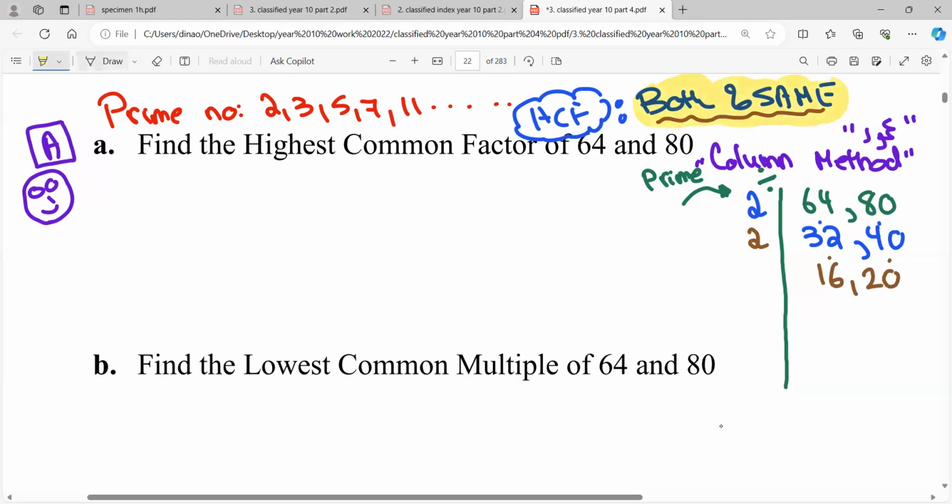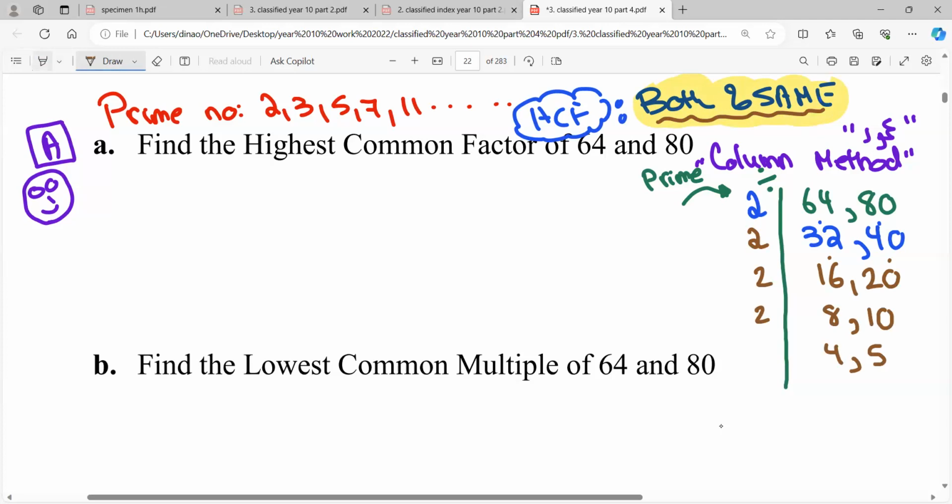Both numbers can be divided by 2. It's completely fine, no problem. As long as you can use it, use it. 16 divided by 2 is 8, and 20 divided by 2 is 10. Then both numbers can be divided by 2 again. 8 divided by 2 is 4, and 10 divided by 2 is 5.